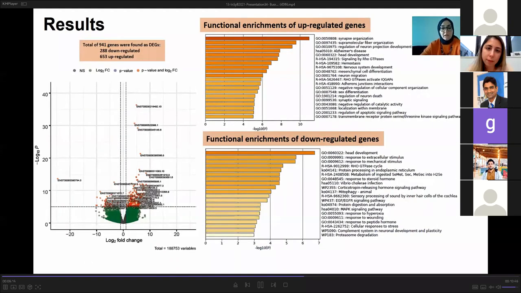The volcano plot at the left side represents the differential expression of the genes. In total, we have 941 genes. We performed functional enrichments of both up and down regulated genes. For upregulated tags, biological processes such as synapse organization, synaptic signaling, neuron migration, and regulation of neuron were enriched. For downregulated tags, corticotropin-releasing hormone signaling, EGFR signaling, MAP kinase signaling, and proteasome degradation were the biological processes that were enriched.